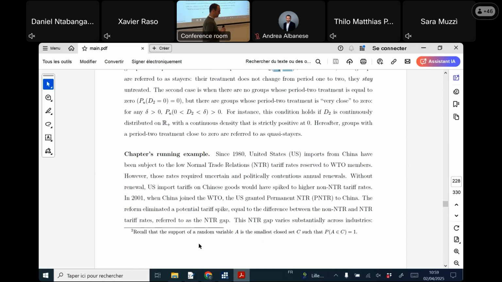And that specific paper is using the fact that when China joined the WTO, that reduced uncertainty on the trade tariffs that would apply to Chinese imports into the US. Because even before China was a member of the WTO, it already benefited from the low tariff rates that WTO members enjoyed. But it was kind of an exceptional derogatory status that had to be reapproved every year by the US Senate. And you know that the US Senate can be a little bit unpredictable. So each year there was some uncertainty as to whether those low tariff rates would be reapproved or not. And so the reform eliminated uncertainty on tariff rates between China and the US.